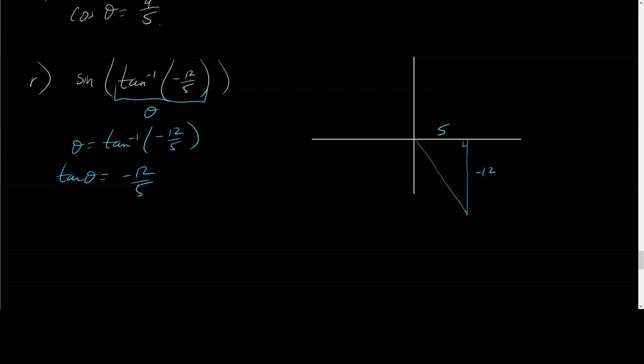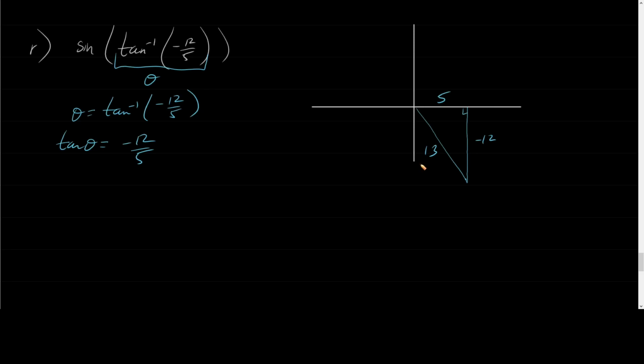Now, this right here, you might recognize to be another Pythagorean triple. This is a 5, 12, 13 triangle. If you didn't recognize that, you can use the Pythagorean theorem to figure out what the hypotenuse would be. But now that we have this, we can figure out what sine of that angle is supposed to be. So sine theta, SOHCAHTOA, is opposite over hypotenuse, so negative 12 over 13.